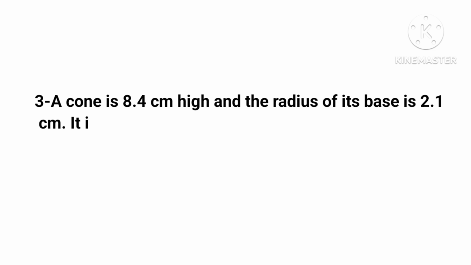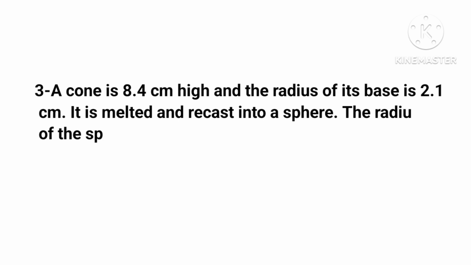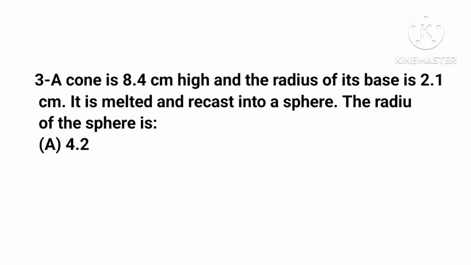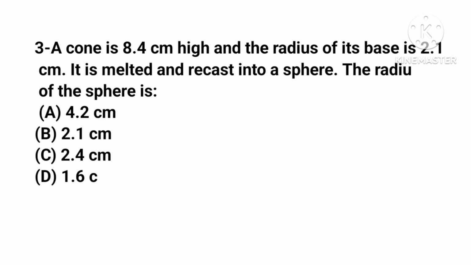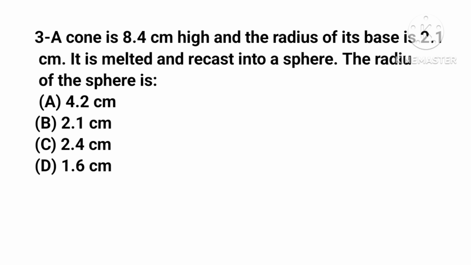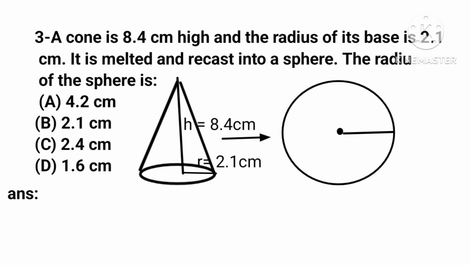A cone is 8.4 centimeters high and the radius of its base is 2.1 centimeters. It is melted and recast into a sphere. The radius of the sphere is: A 4.2 centimeter, B 2.1 centimeter, C 2.4 centimeter, D 1.6 centimeter. Given h = 8.4 centimeters, radius r = 2.1 centimeters. It is melted and recast into a sphere. Let the sphere have radius R; when melted their volumes will be equal.